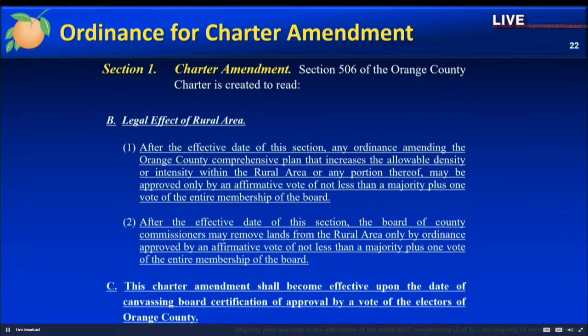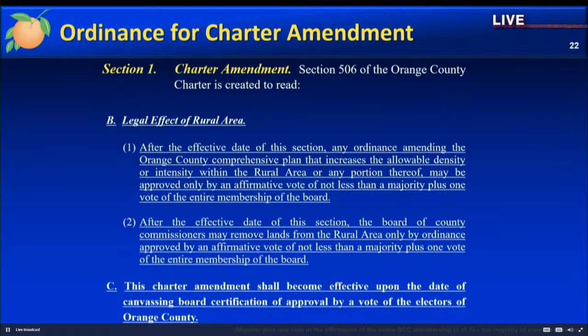Subsection B under the same section 1, subsection B1 is the legal effect of the rural area, which basically identifies the fact that any ordinance amending Orange County comprehensive plans that increases the allowable densities or intensities within the rural area for any portion within the boundary that you just saw highlighted in green would require a majority plus 1 vote in the affirmative of the entire BCC membership as it is structured today. Just as an example of today's membership of the board, it would require 5 votes out of the 7 members, not the majority of the members that would be present during any particular public hearing.